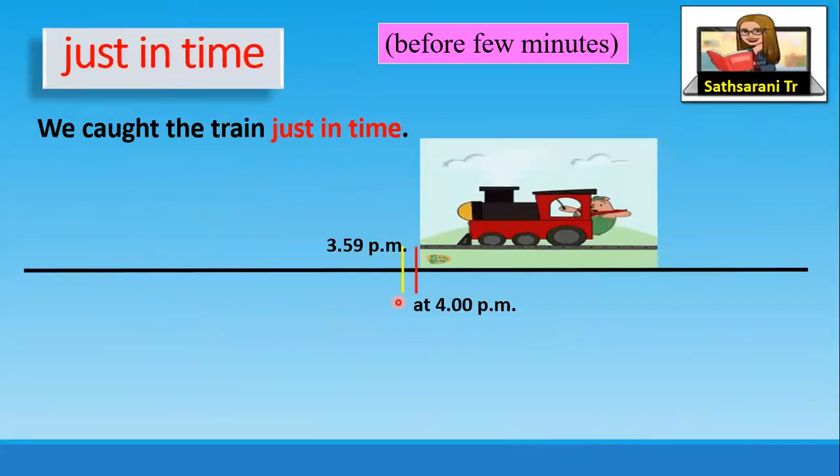Just in time. Just in time means only a few minutes remain. We caught the train just in time. That means you came to the station at 3:59 p.m. and the train leaves at 4 p.m. So there is only 1 minute. So we call it just in time. We can use here just in time. We caught the train just in time.